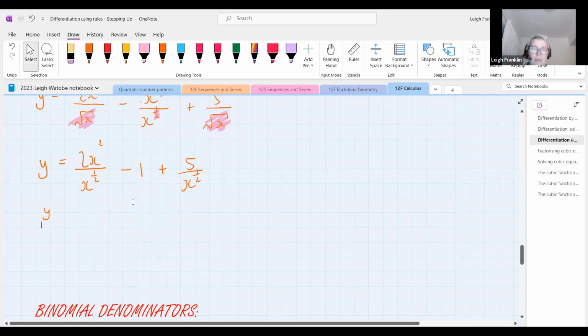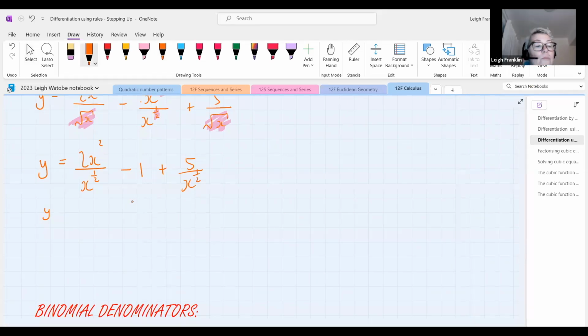Okay, so for this one, I said 2x to the power of 3 over 2, minus 1, plus 5x to the power of negative a half. Lovely, Nhlanhla. Well done. Very nice.